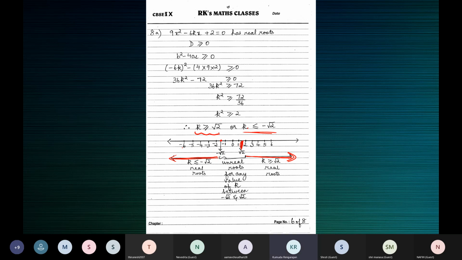k can be root 2. k can be minus root 2. So k can be equal to root 2, equal to minus root 2, or less than minus root 2, or greater than root 2. For all these values of k, the quadratic equation will have real roots. So what is not included in the number line? Root 2 and this way it's included, root 2 and this way it's included. So this is not included, right? So that range will have unreal roots, is what I meant.